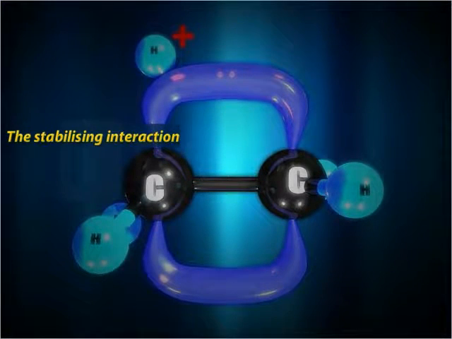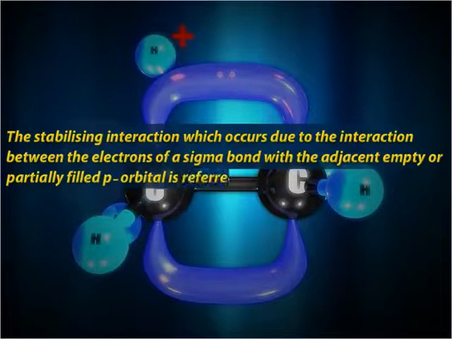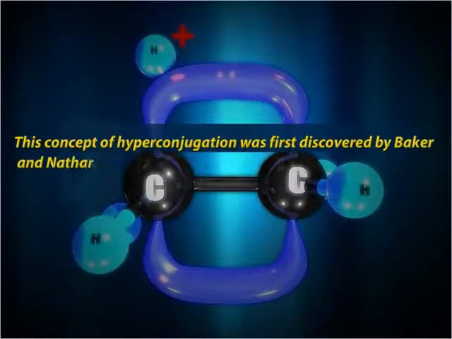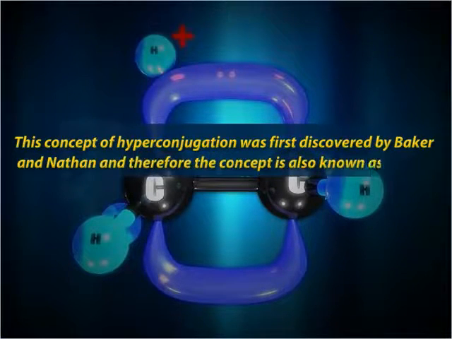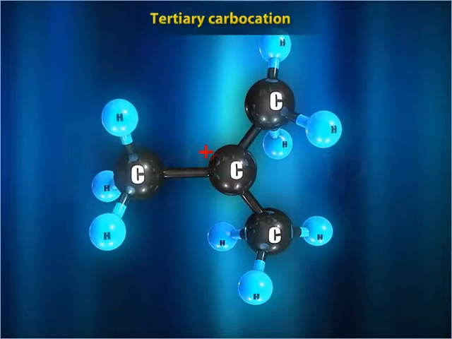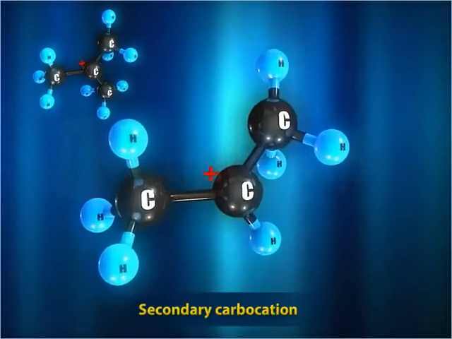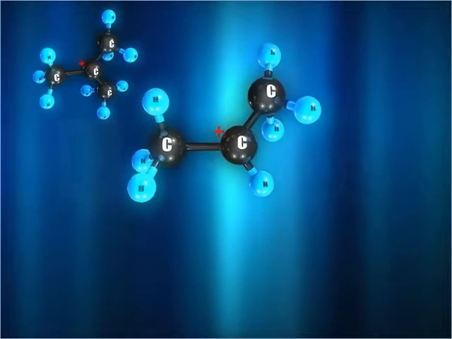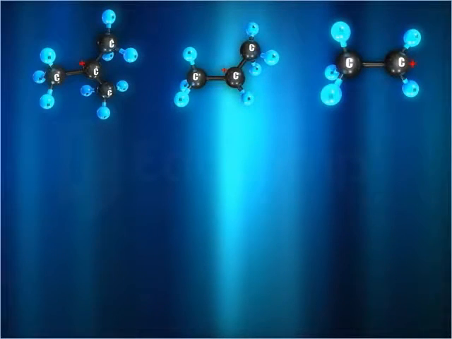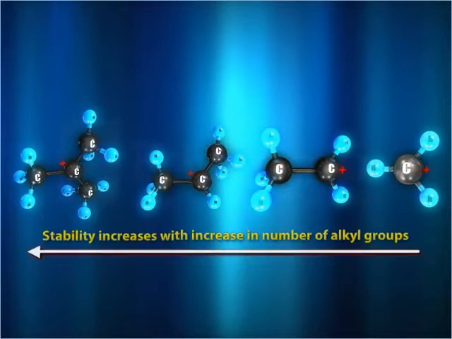The stabilizing interaction, which occurs due to the interaction between the electrons of a sigma bond with the adjacent empty or partially filled p orbital, is referred to as hyperconjugation. This concept of hyperconjugation was first discovered by Baker and Nathan, and therefore the concept is also known as Baker-Nathan effect. More hyperconjugation means more stability of the carbocation. Hence, the tertiary carbocations are more stable than the secondary carbocations, which in turn are more stable than the primary carbocations. The primary carbocations are definitely more stable than the methyl carbocation, which does not have any sigma bond adjacent to the empty orbital to exhibit hyperconjugation.